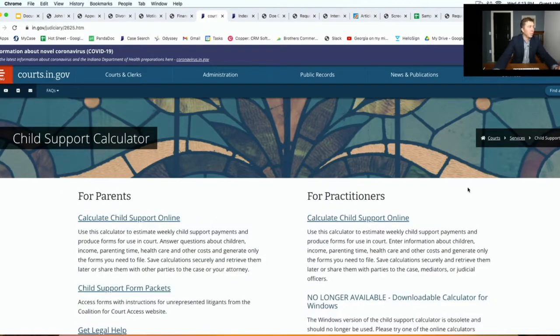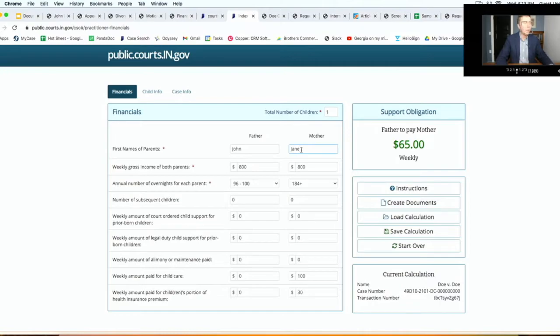You basically can go in here and it'll walk you through the math and ways to develop a child support calculation. To give you an example, I just did a basic worksheet for John and Jane Doe. I just put in basic income information. So you would put in the income of both parties. You're going to calculate the overnights of each parent, because parenting time is a factor in the child support calculation.